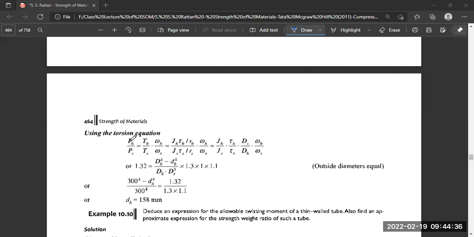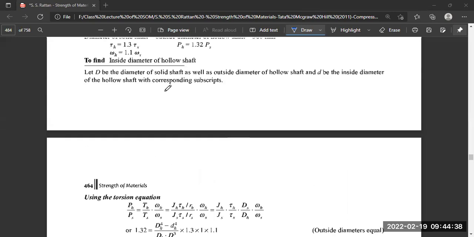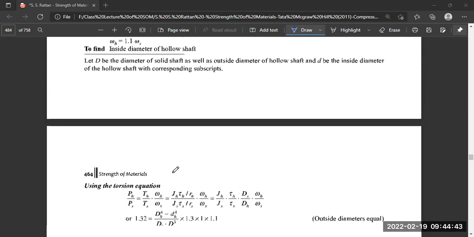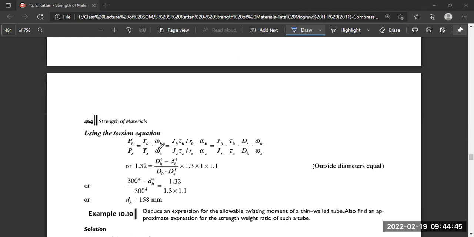We know the relation between P_H and P_S, that is 1.32. So we put 1.32 here, and we replace J_H and J_S by the formulas, D_H to the power 4 minus d_H to the power 4, divided by D_S to the power 4, multiplied by D_S divided by D_H, multiplied by tau H by tau S, and the relation of tau is given as 1.3.